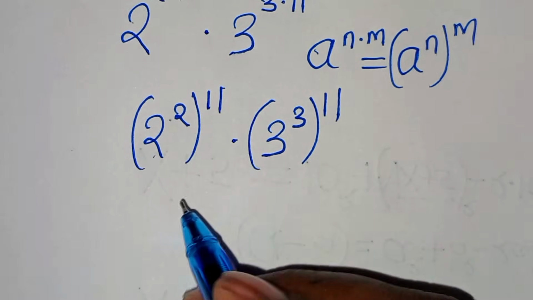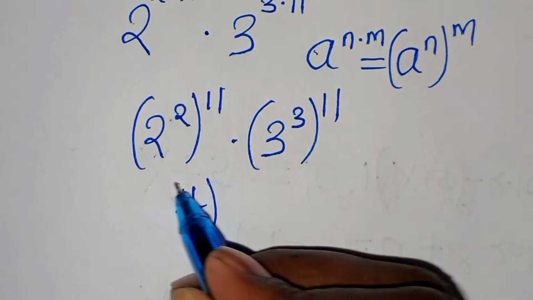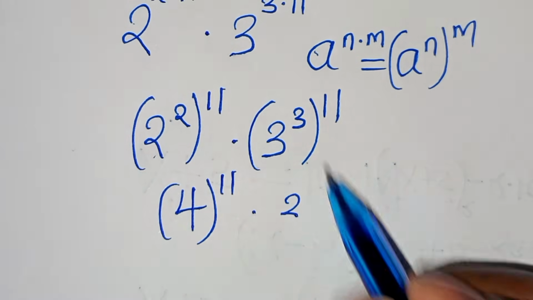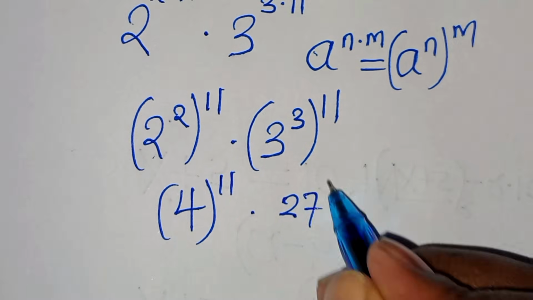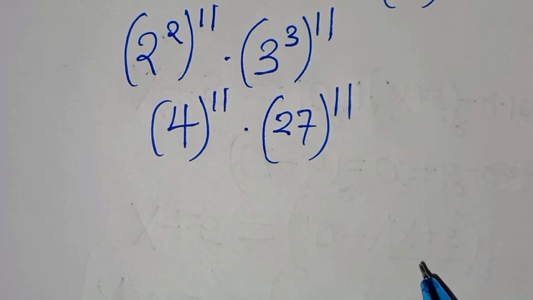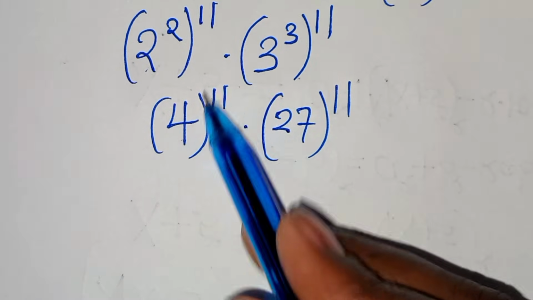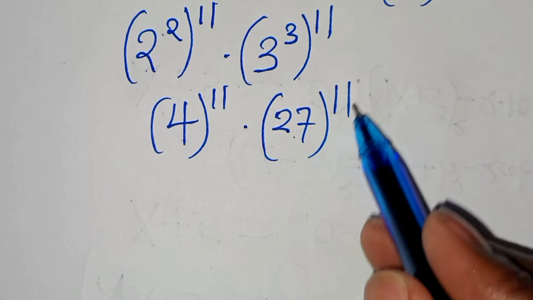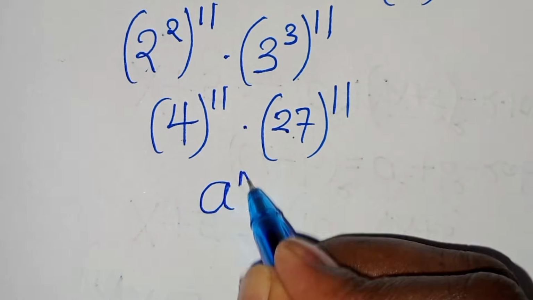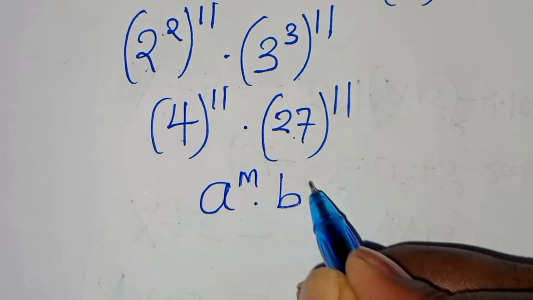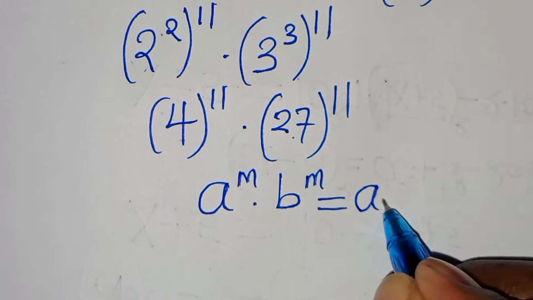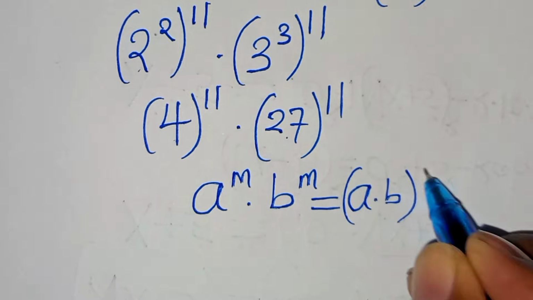2^2, this is 4, raised to the power of 11, then times 3^3, this is 27, raised to the power of 11. We have that 4^11 times 27^11. This is in the form of a^m multiplied by b^m. This can be expressed as (a times b)^m.